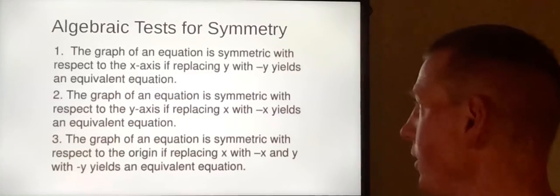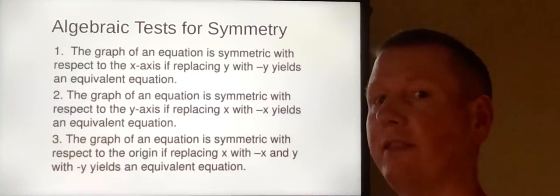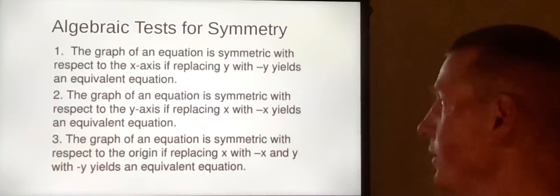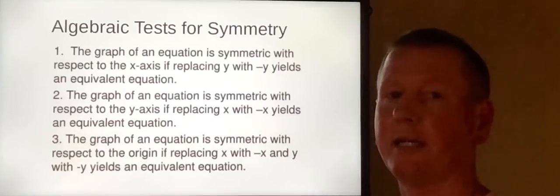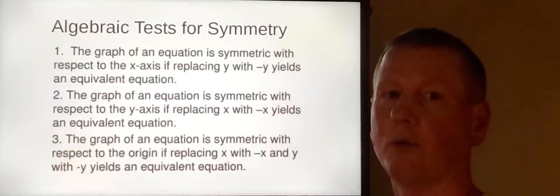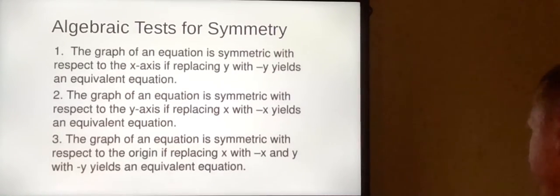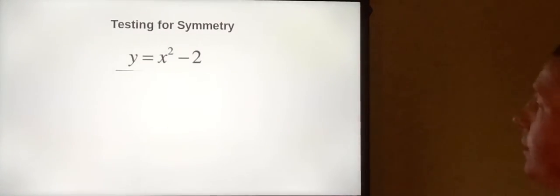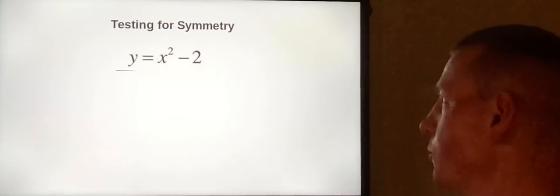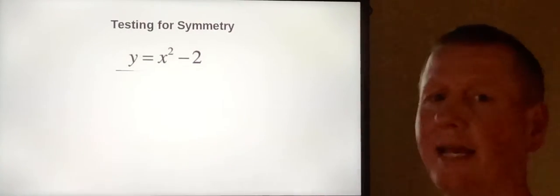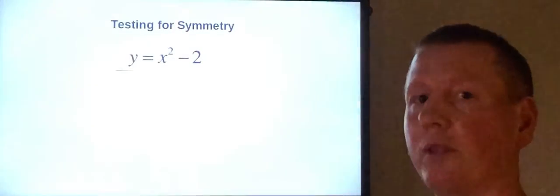The last one then, the origin. For the origin, if we replace the x with negative x, and we replace the y with negative y, then that will also give us the equivalent equation. Okay, so those are our tests. We're going to demonstrate that in these next two slides. So let's say we have this equation, y equals x squared minus 2, and we want to know, does it have symmetry with relation to the x-axis, y-axis, or the origin?